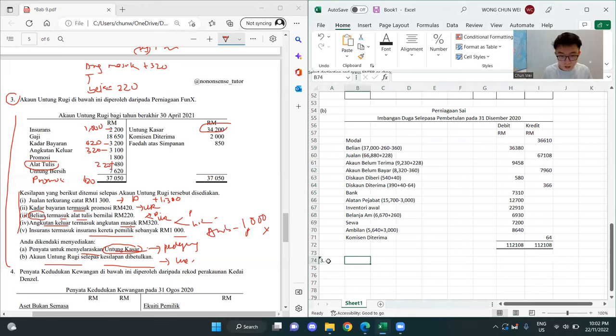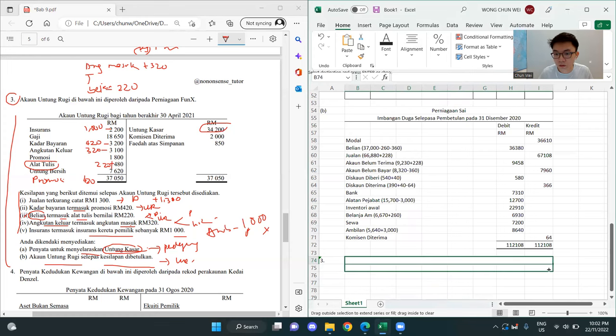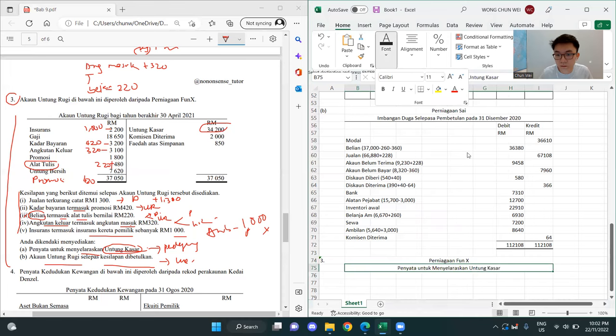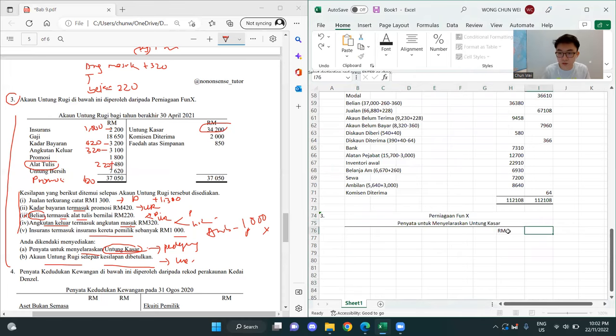Okay, so now, let's see question 3. So I have to do penyata menyelaraskan akaun untung, untung kasar. So here you write the name lah. Perniagaan Fund X. So here, you just write back penyata untuk menyelaraskan untung kasar. Bengkel Malaysia. So this is something like your penyata lah normally. Okay, but now we have to menyelaraskan untung kasar. So untung kasar is already given. Is 34200.